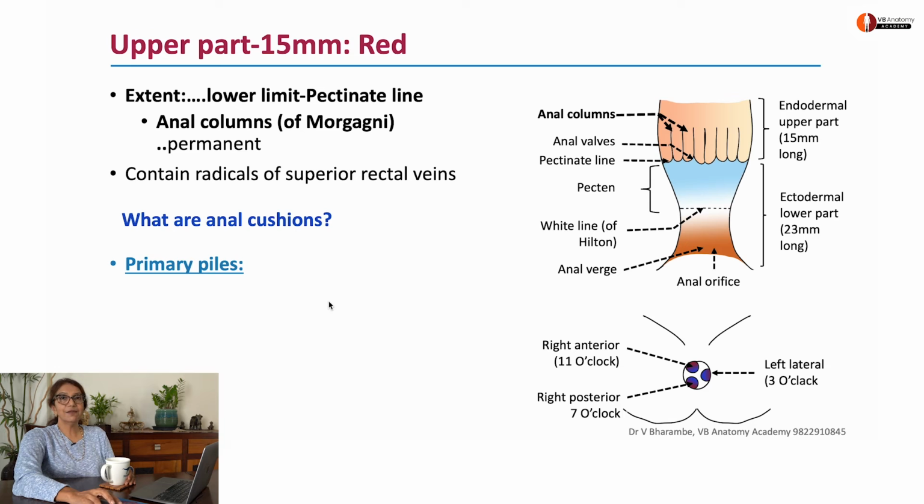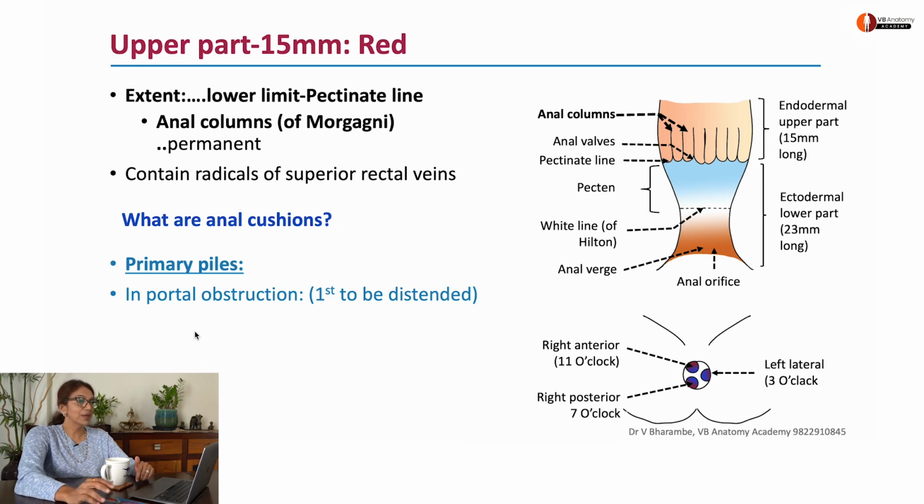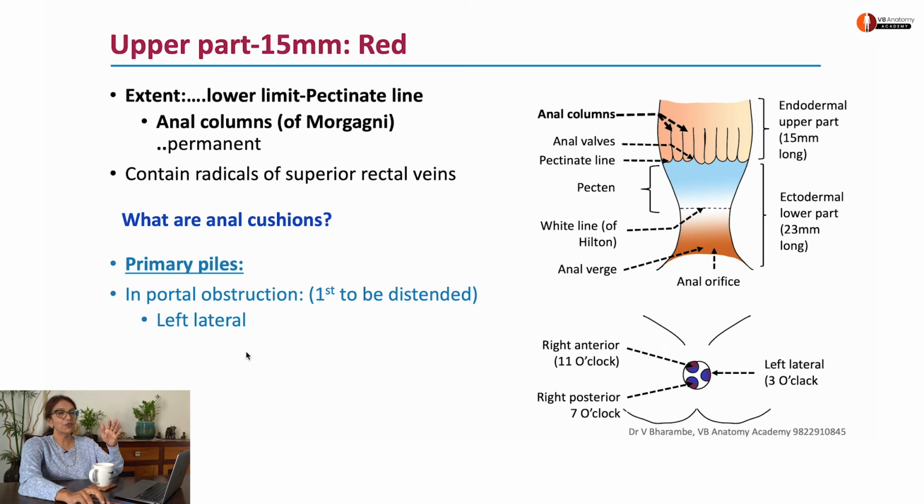These superior rectal veins, in the presence of portal hypertension, can become dilated, some veins getting dilated before others. Those veins that bulge inwards first are called primary piles. In which position will you get them? You get them in the left lateral, right anterior, and right posterior positions with the patient in the lithotomy position.